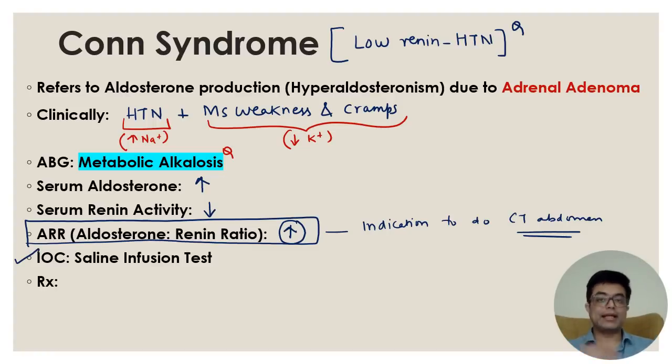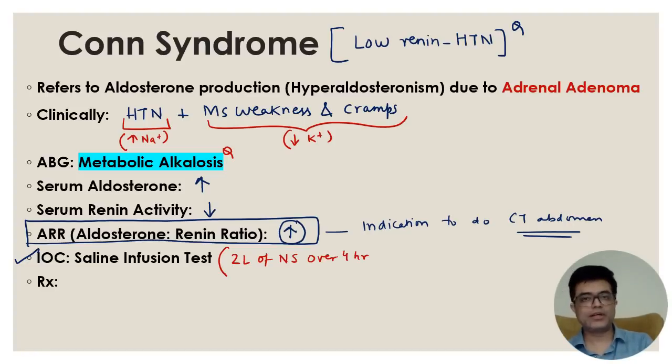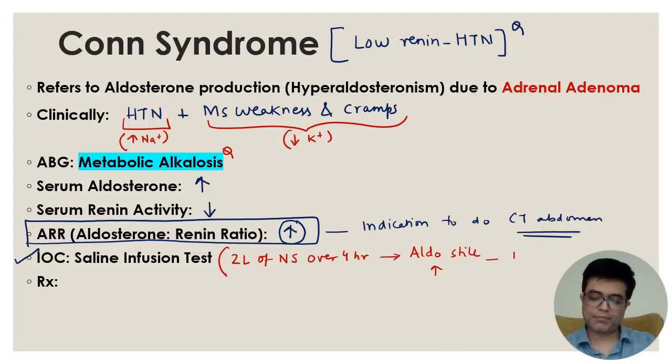Investigation of choice is the saline infusion test. What is saline infusion? We give 2 liters of normal saline intravenously over 4 hours. In a normal patient, if you give 2 liters of saline over 4 hours, there is a reduction in the aldosterone levels in the body. But if there is Conn syndrome, the aldosterone will continue to be high. So if you give 2 liters of normal saline and you find that the aldosterone level is still high, that will indicate a positive test for Conn syndrome.